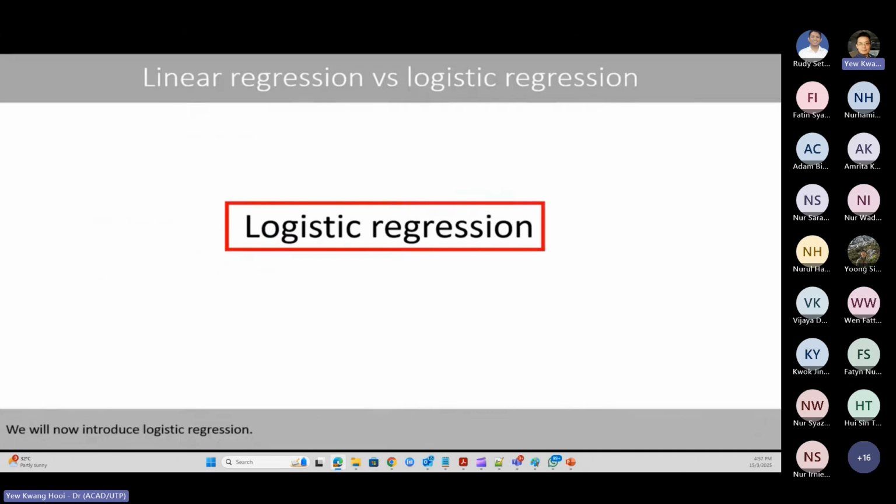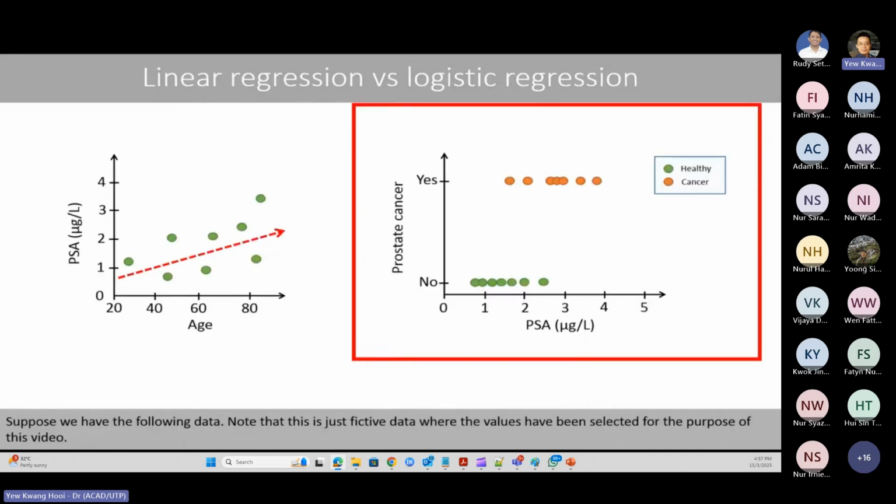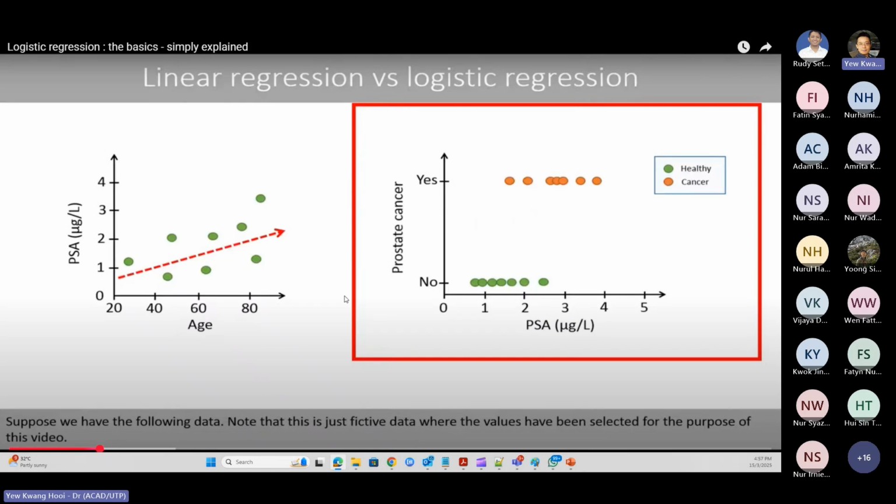Now we're introducing logistic regression. Suppose we have the following data. Note that this is just fictive data. You see, this is different, right? For logistic regression, the y-axis data is categorical and it's binary. For now, the limitation is that it's binary.